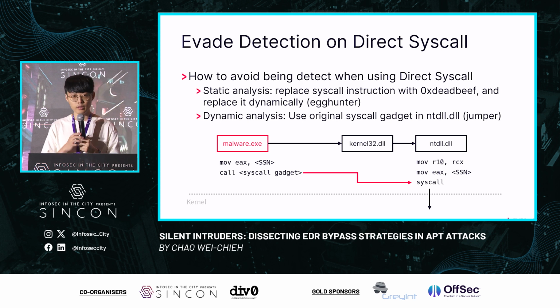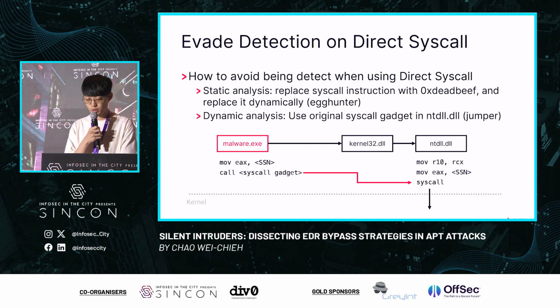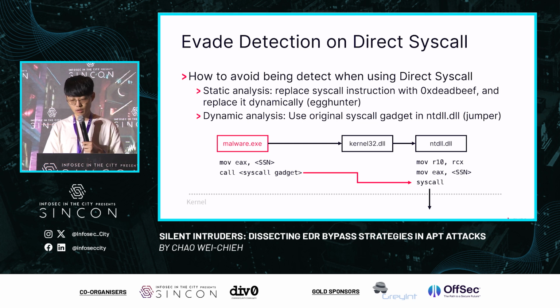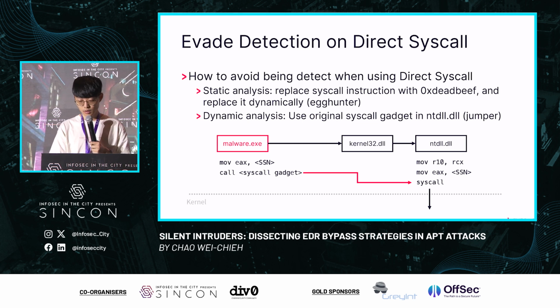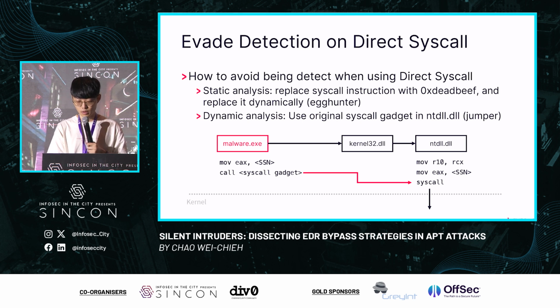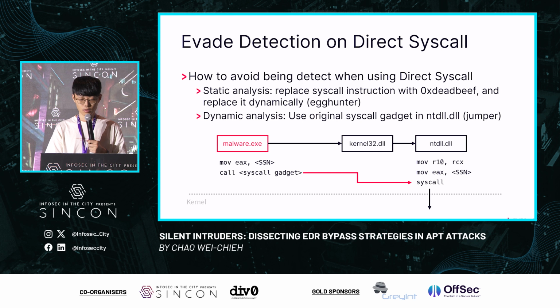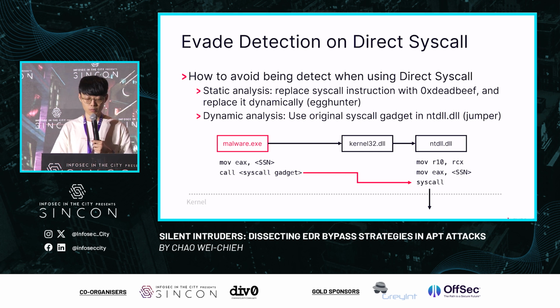And to deal with the dynamic analysis, we can use the original syscall gadget inside the NTDLL. After setting the correct SSN, we can call the address of the syscall instruction in the NTDLL and jump into the NTDLL. That should make your code stack look more normal, just like other normal programs. Your code stack will get into the kernel from the NTDLL.